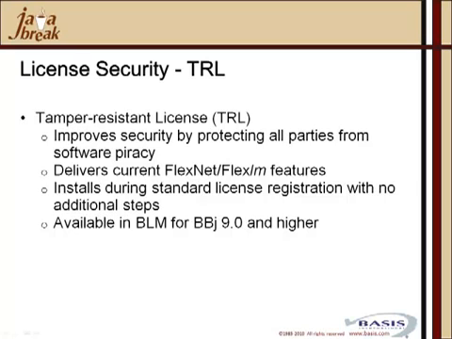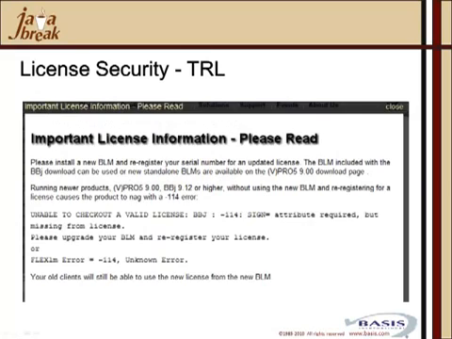To take advantage of the TRL version, you need to be on revision 9 or higher. While we recommend using the current BLM for earlier versions, the newer 9.0 and higher versions require it. This is the message that appears in the product download page to remind you to get the current BLM to avoid any licensing errors. Because the current BLM works on all versions, we recommend that you always use it.